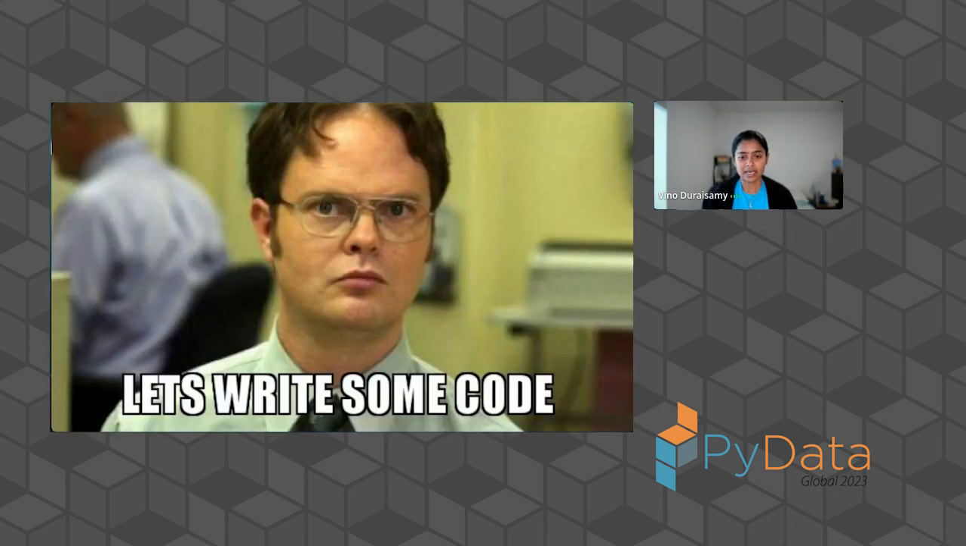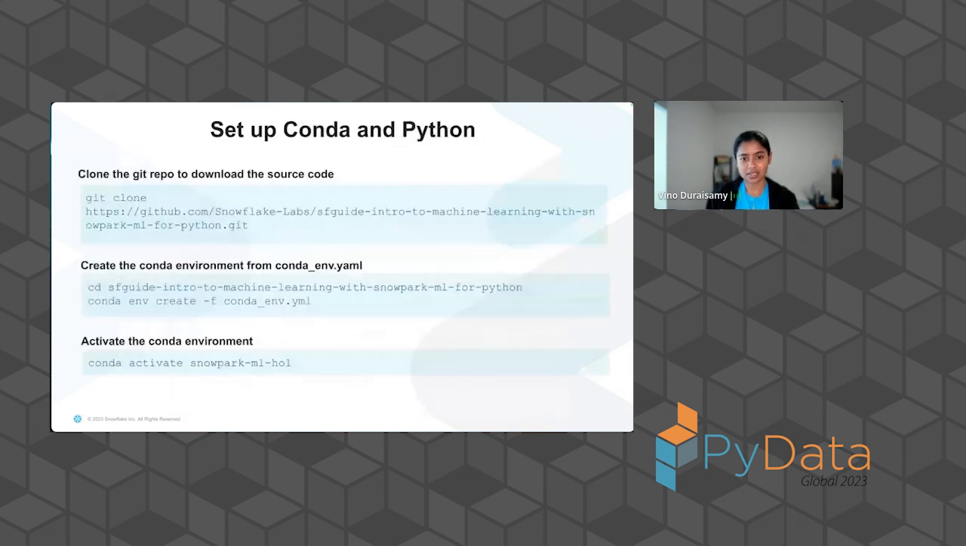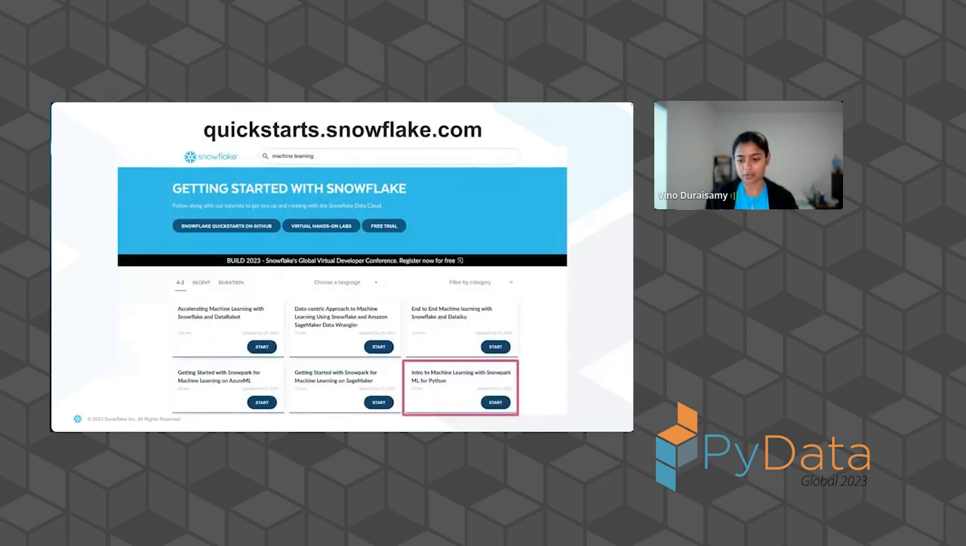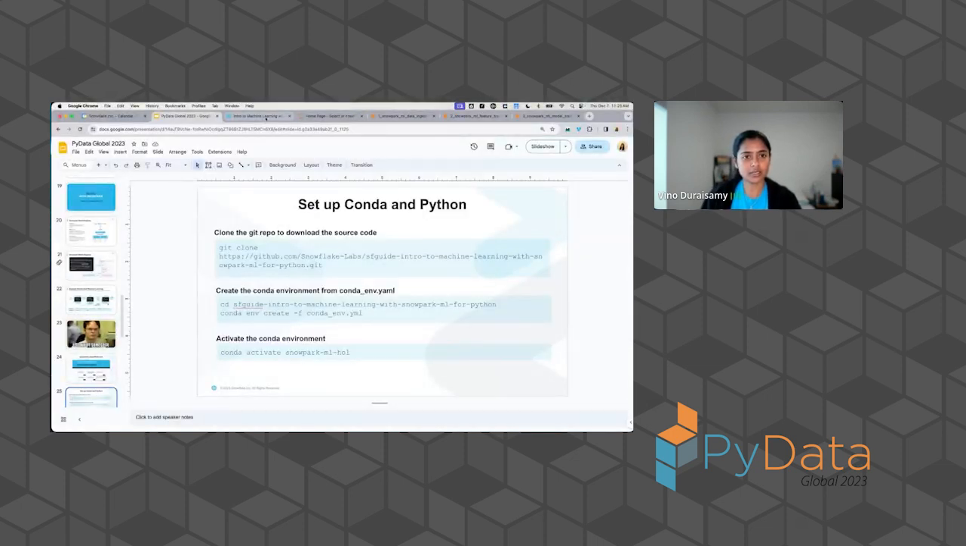All right, I think we've talked enough, so let's go ahead and write some code. And I'm going back to the same thing in case we did not get our hands on the quick start. quickstarts.snowflake.com. You go to the machine learning one, and this is that specific quick start that we wanted to have a look at. And the quick start had a bunch of prerequisites.